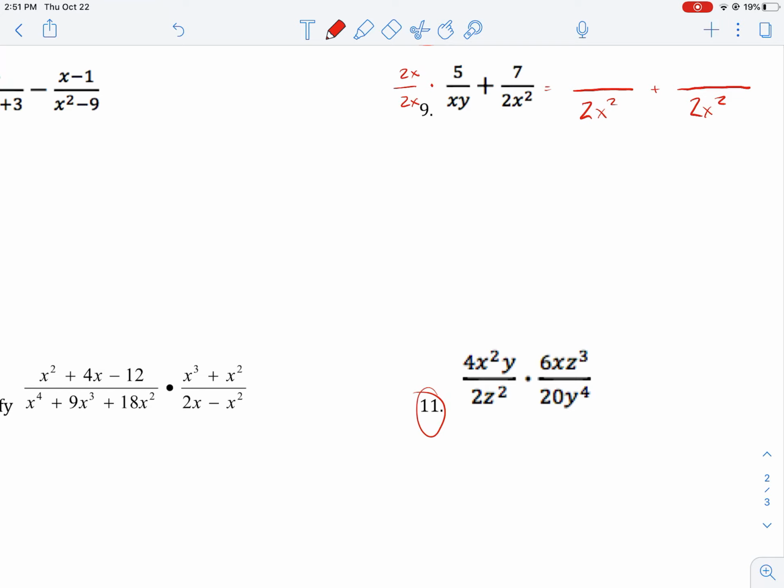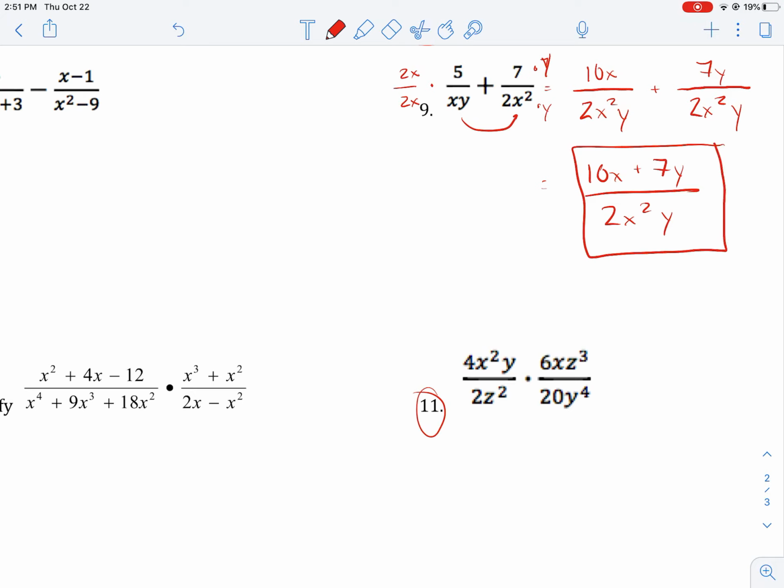On the right side, you'll notice that we're missing this y here. So the only thing I've got to multiply on the right side is a y. And so our denominator is going to have to be 2x squared times y. So on the left side we get a 10x. On the right side we get a 7y. Add those two things together. And voila, we're done.